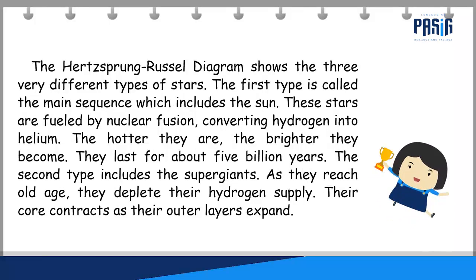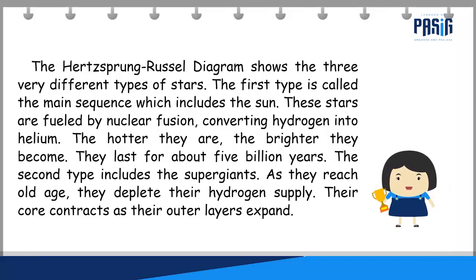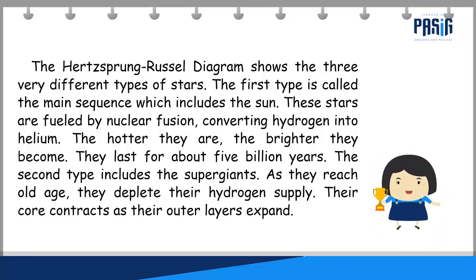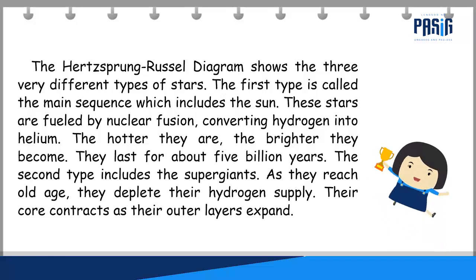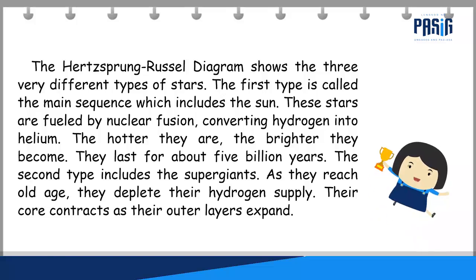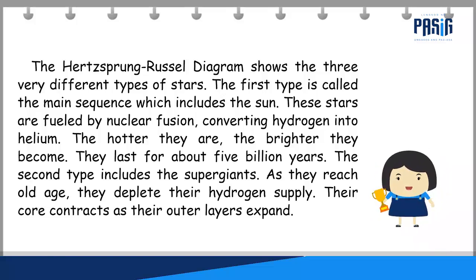Let's read the following text. Note how the ideas are being organized. The Hertzsprung-Russell diagram shows the 3 very different types of stars. The first type is called the main sequence, which includes the Sun. These stars are fueled by nuclear fusion, converting hydrogen into helium. The hotter they are, the brighter they become. They last for about 5 billion years.